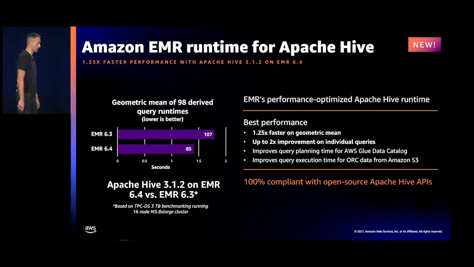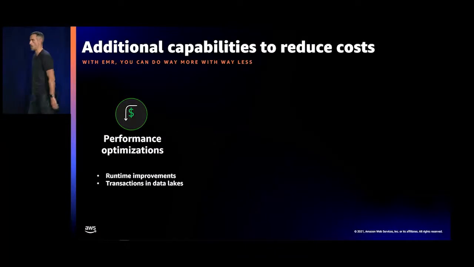We are doing that by optimizing the query planning if you are using AWS Glue Data Catalog. And we are also optimizing the query execution time if you are using the ORC data format for your S3 storage. I repeat this: similarly with Spark, Hive, and Presto, you have this 100% compliant API with the open source framework. So that was the optimization on the runtime.